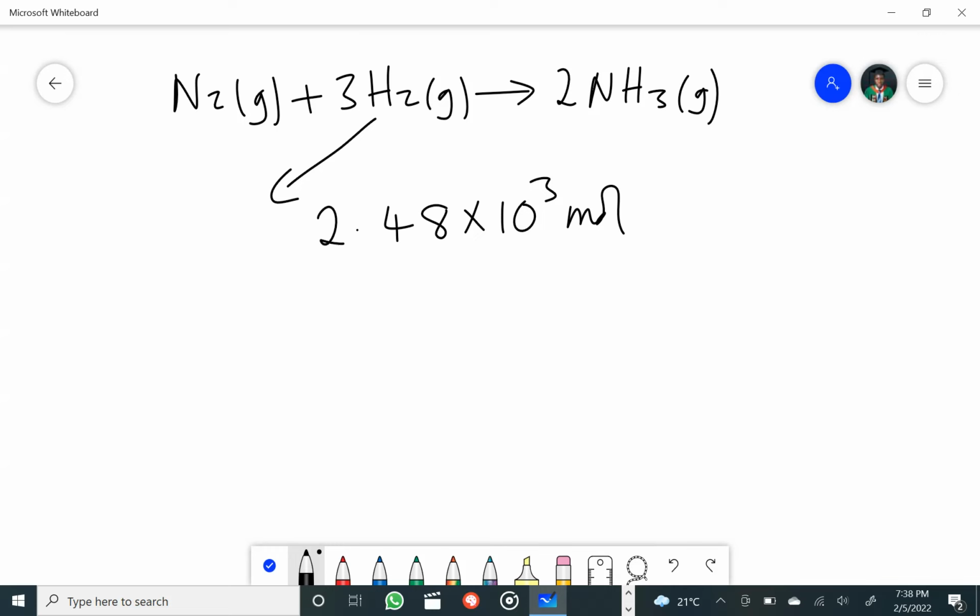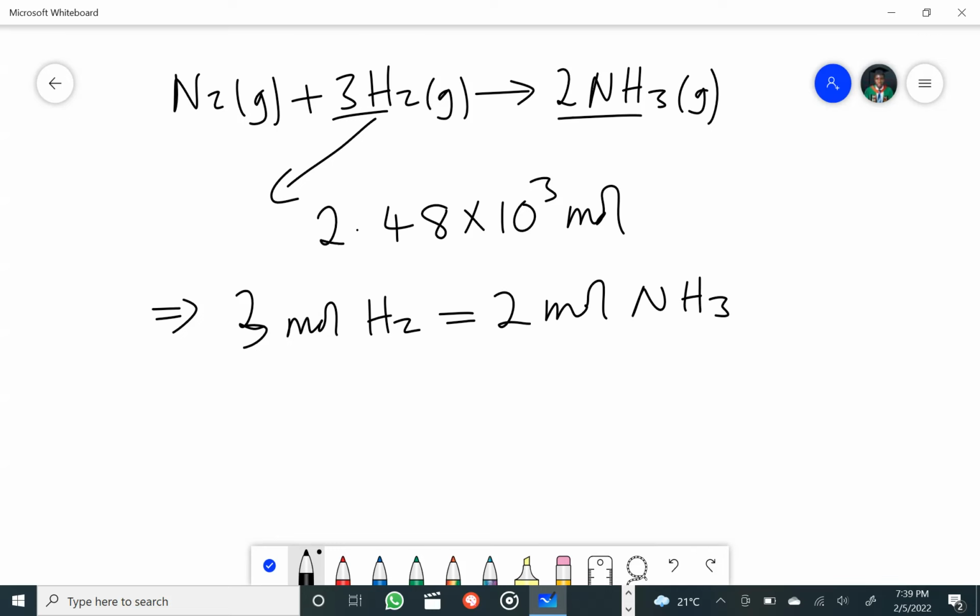So now, since we've already figured out that the hydrogen is the limiting reactant, we're now going to use the mole ratio. So the mole ratio for hydrogen and ammonia. We're going to say 3 moles of hydrogen is equal to 2 moles of ammonia. So then, using the number of moles for hydrogen, which is 2.48 times 10 to the power 3. Take note, 3. I was making a mistake there. So take note, 3, of hydrogen.